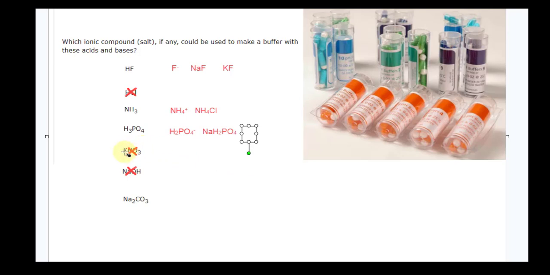Okay, potassium, forget about. Nitrate, forget about. Strong base, strong acid conjugates. Sodium hydroxide, we're not worried about. Here's the toughest one of them all.